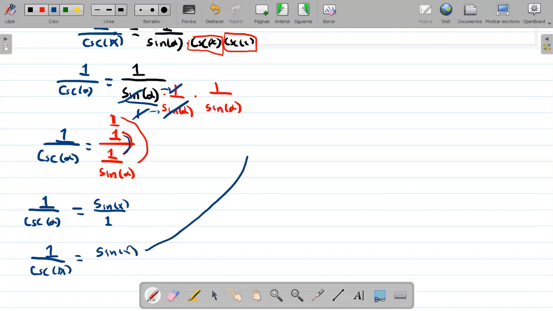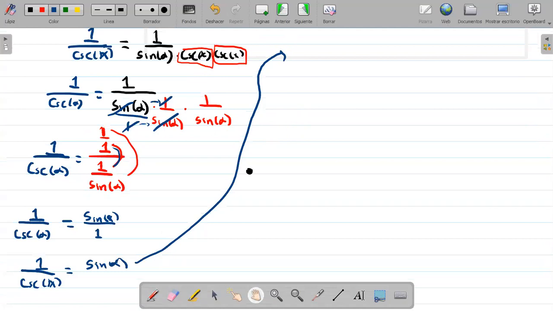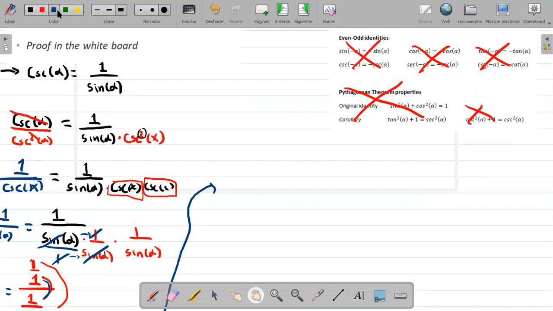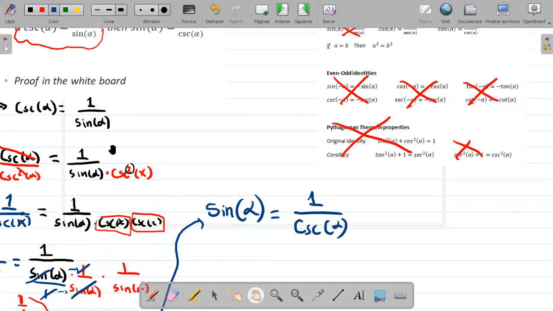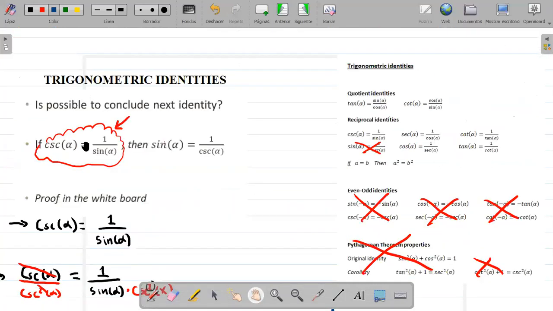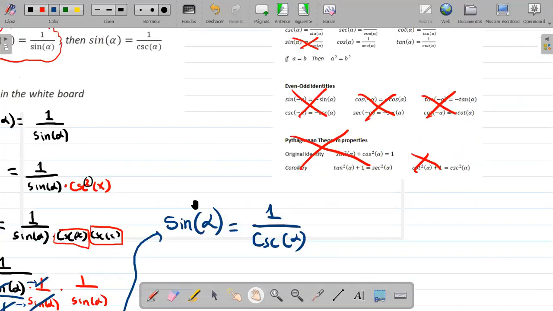And we can swap this expression. I'm going to rewrite it here. We can swap those expressions, not x, sorry, it's alpha. And swapping those expressions, now we have what we want, and if you see, we finished: sine of alpha is equal to 1 over cosecant of alpha. And that way we conclude what we want. If cosecant of alpha is equal to 1 over sine of alpha, then sine of alpha is 1 over cosecant. Yes, it's true.